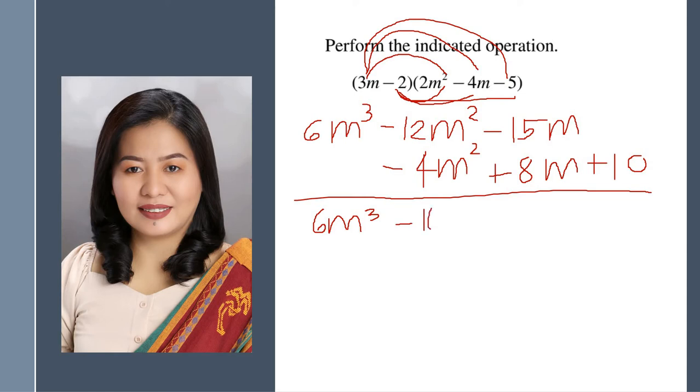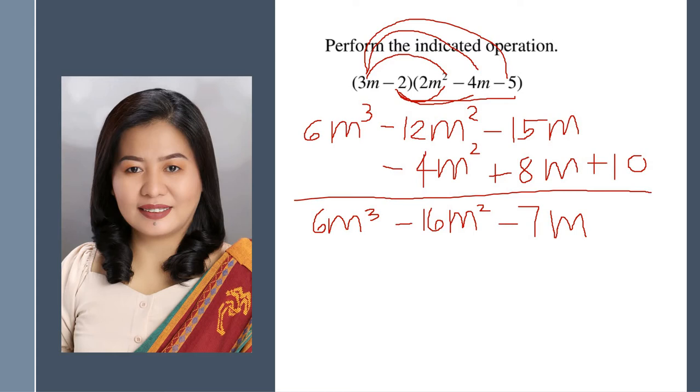12 plus 4 is 16. Copy the literal coefficient. And then next, they have different signs. So all we need to do is subtract: 15 minus 8 is 7. Copy the literal coefficient m and copy the sign of the bigger number. So 15 and 8, 15 is bigger, and 15 has a minus sign before it.